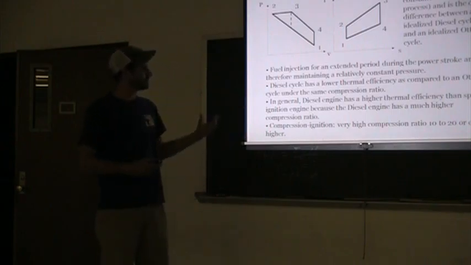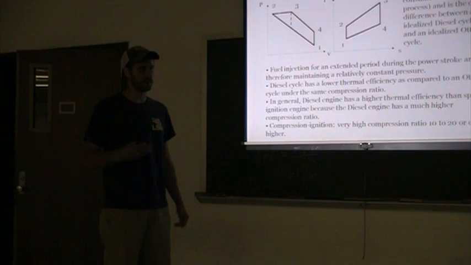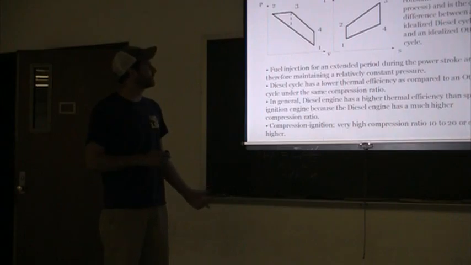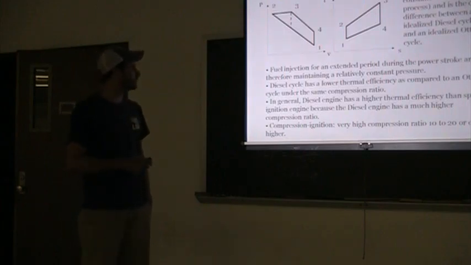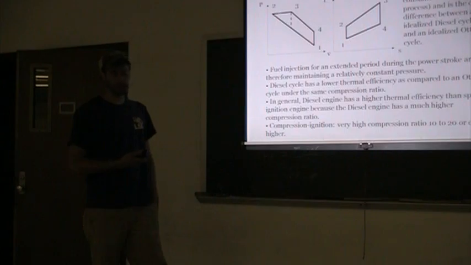And as a comparison, the diesel cycle is a compression ignition process, with no actual spark plug. The fuel is ignited just by the pressure of the gas being compressed within the cylinder. It's a constant pressure process from 2 to 3, unlike the basic Otto cycle. It has a lower thermal efficiency compared to the Otto cycle at the same compression ratio. But diesels have higher thermal efficiency than spark ignition engines because the diesel engine has a much higher compression ratio, 10 to 20% higher than spark ignition engines.